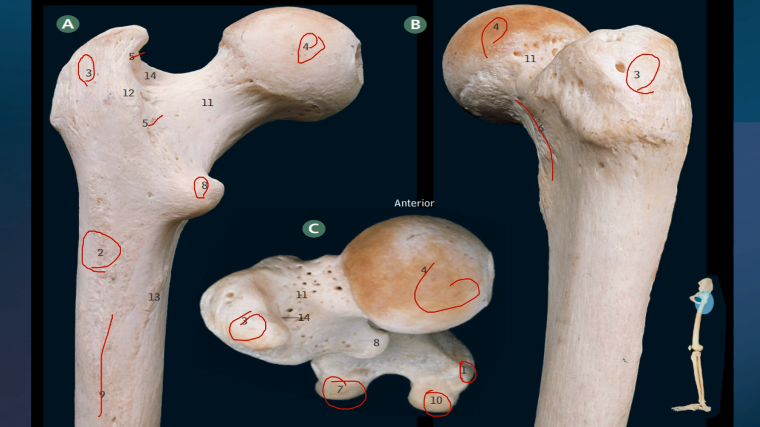11 will be the neck. 12 will be the quadrate tubercle. 13 will be the spiral line. And the 14 will be the trochanteric fossa.